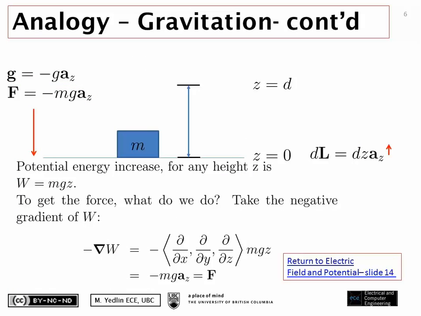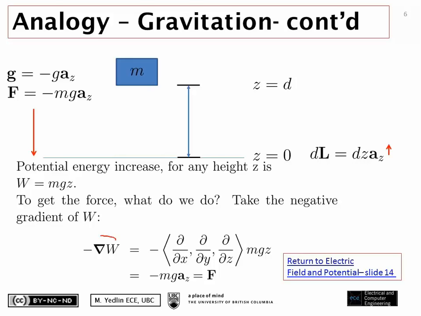Let's continue the analogy. In the presence of the attractive gravitational field, we computed the potential energy increase in lifting the mass m from z equals 0 to z equals d. But for any generic z, the potential energy increase would be W equals mgz. So to get the force, what do we do? And this is a general principle for these kinds of fields. We're not losing energy in doing the increase process of potential energy by doing work. Take the negative gradient of W.